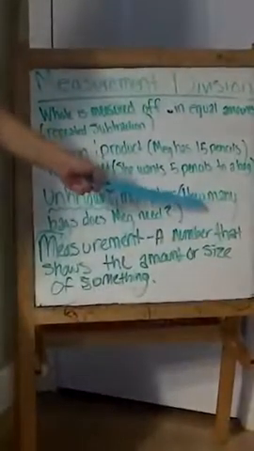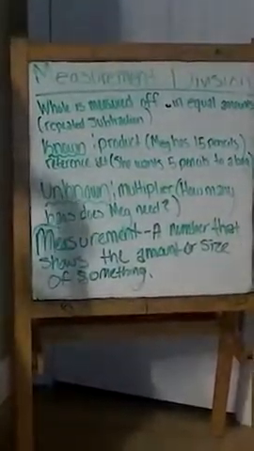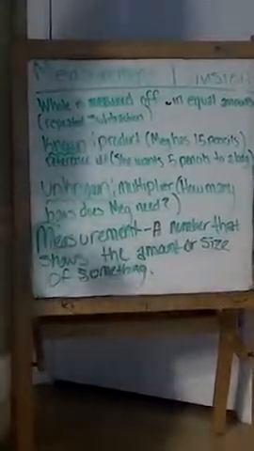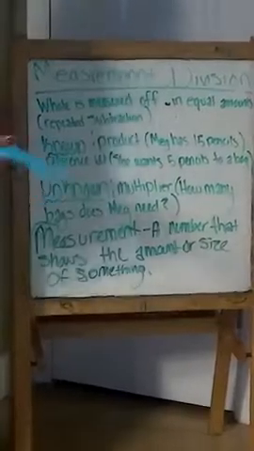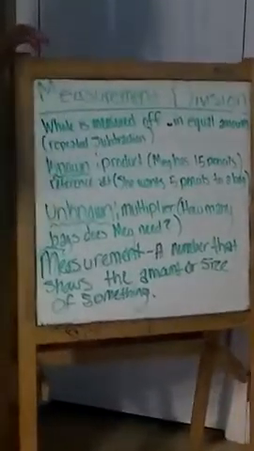When we see the words how many, that is an indicator that it's going to be a measurement division problem, because we want to figure out the number of groups. So to start off, I'm going to flip the board and let's look at an example problem of measurement division.